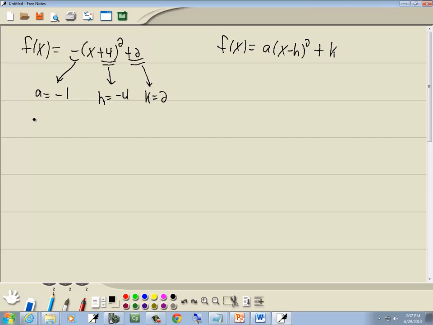Now, a is negative, which means our graph is going to open down. Our vertex is going to be (h, k) if it's in standard form. So it'll be (-4, 2). Our axis of symmetry will be x equals the x part of your vertex, which is -4. Since our graph opens down, that means we'll have a max, and the max will be 2. It's the y part of the vertex.